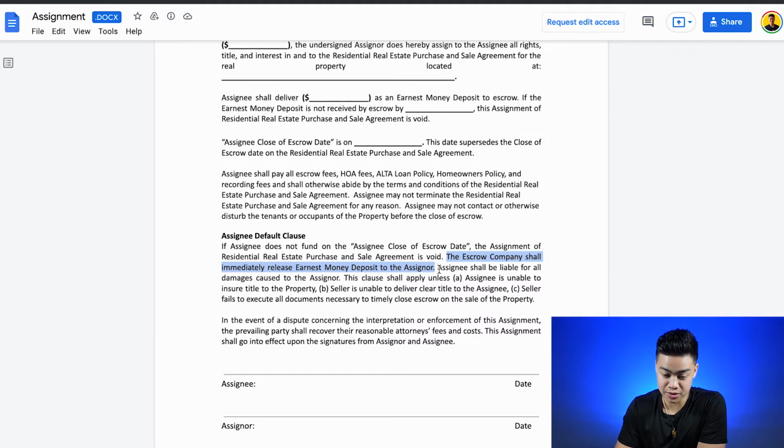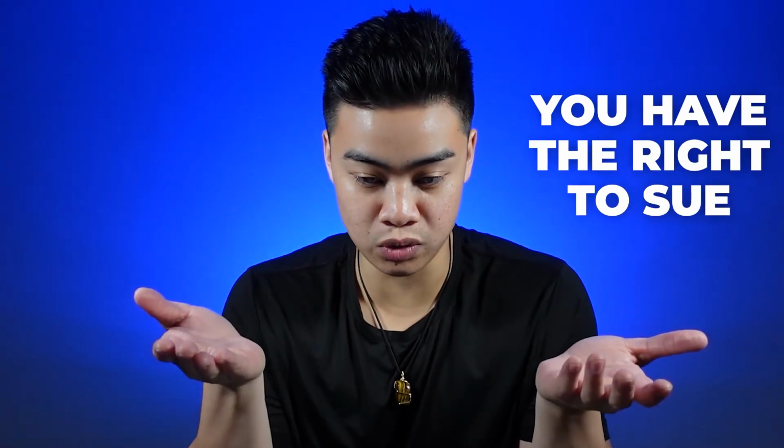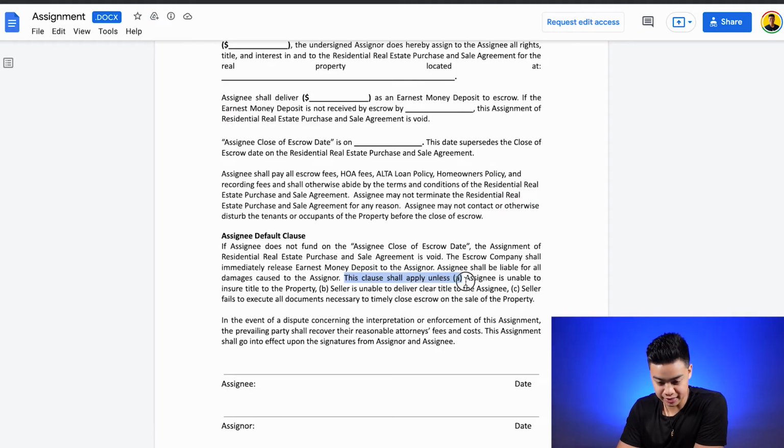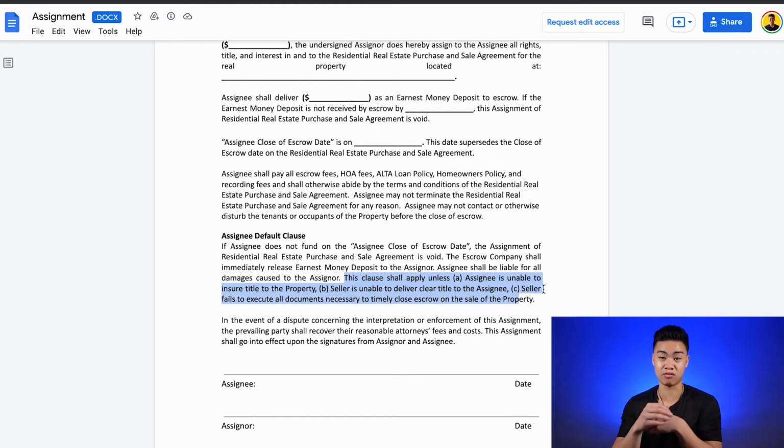The next thing reads, assignee shall be liable for all damages caused to the assignor. So technically and theoretically, as the assignor or the wholesaler, if the end buyer does not perform, this is saying that you do have the right to sue. That's theoretically, that's what it says. This is kind of like legal jargon, but this clause shall apply unless A, assignee is unable to ensure title to the property, B, seller is unable to deliver clear title to the assignee, or C, seller fails to execute all documents necessary to a timely close escrow on the sale of the property.